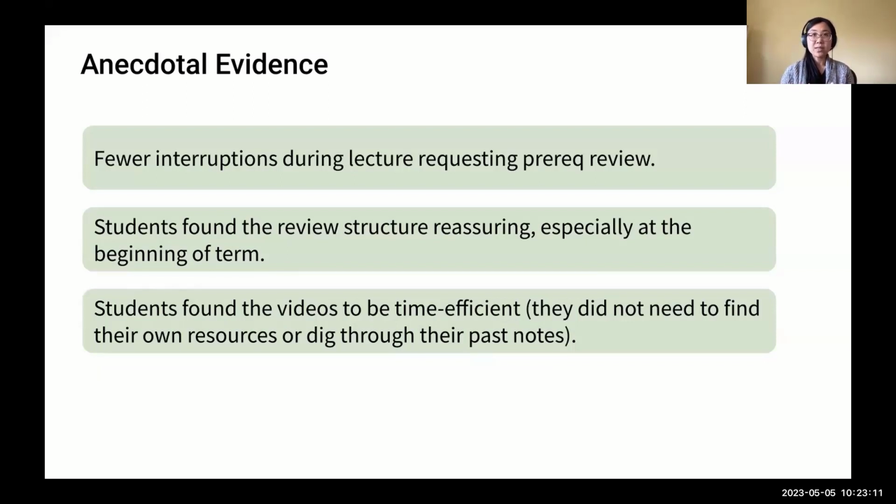We heard from the students that they found the review useful. One student mentioned, in a survey that we did for an entirely different project, that they were reassured when they saw on the syllabus that we were doing prerequisite reviews at all, and not just leaving them on their own. And another student mentioned that the videos actually saved them a lot of time because they didn't need to dig through past notes to find their own resources.